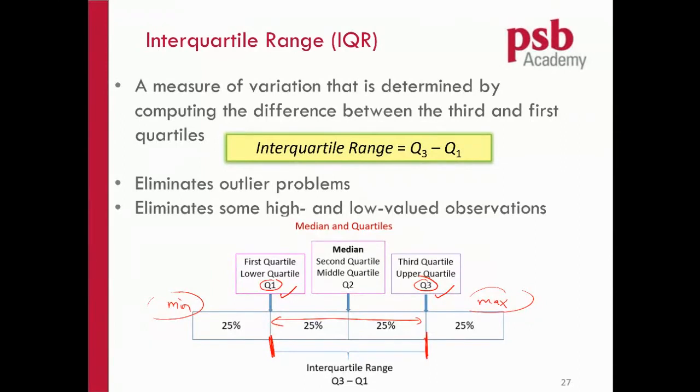So this middle 50% range is called the inter, meaning between, quartile range. In short, we always use I, Q, R. Okay, IQR is the interquartile range. So this interquartile range will solve the problem of the range. Extreme values will not be taken into the calculation.